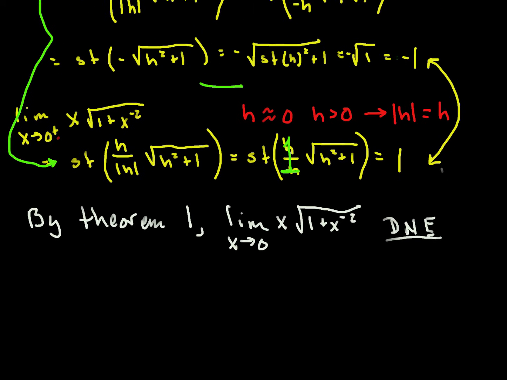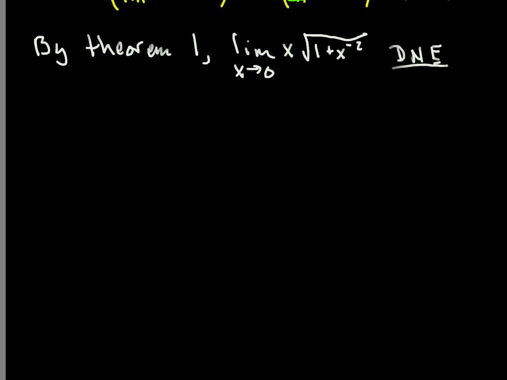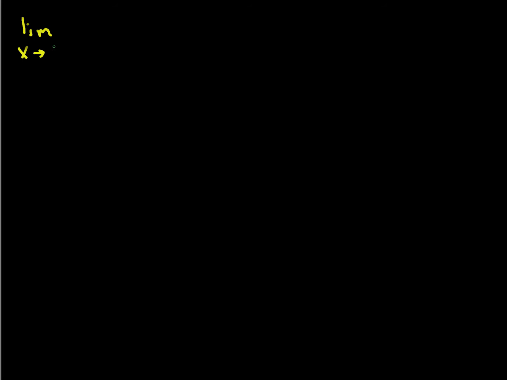Okay, let's look at one more example using these one-sided limits. I'm just going to compute one of them. So let's say I want to know what is the limit as x approaches 2 from the right of the square root of x minus 2. What is this equal to?